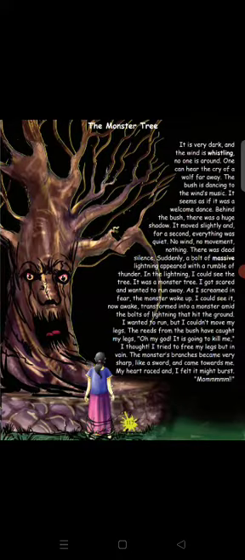The monster tree. It is very dark and the wind is whistling. Whistling means the whistling sound of the wind. Wait, I will show you the whistling sound. You listen first, then we will continue the class.